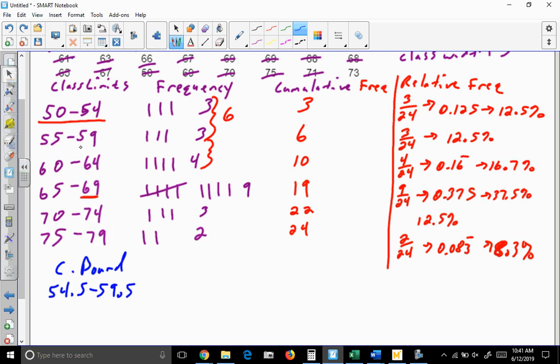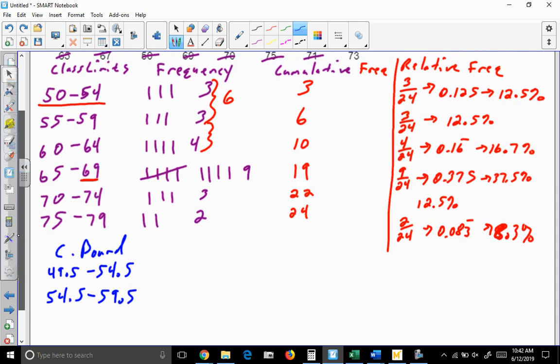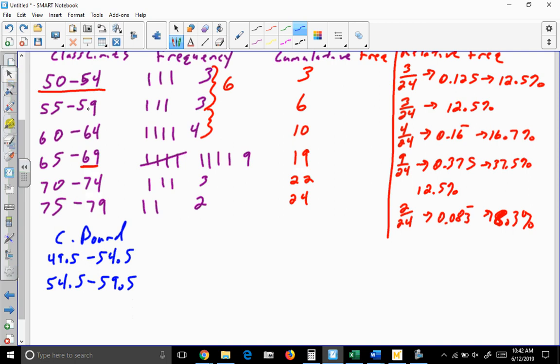For the next class, oops, I skipped one, didn't I? That was the second one. So let's go back to the first one. The first one started at 50, so if we go down a half, we're at 49.5. It ends at 54, so if we go up a half, it's 54.5. Notice there's no gap here. There's no gap between where this one ends and that one begins. So we did the second one already. The third one picks up at 59.5, and it continues on to 64.5.